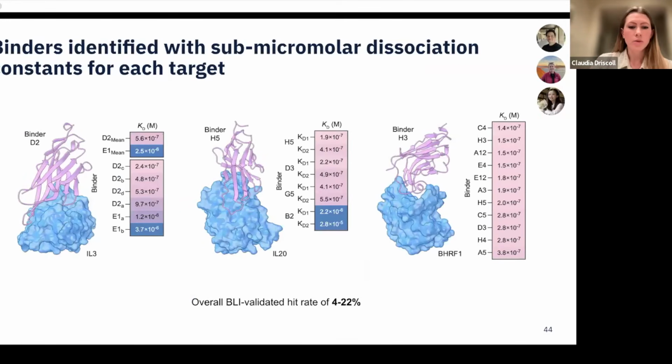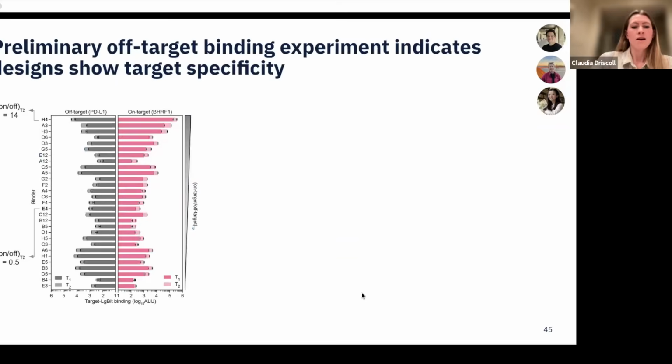Yeah, so we repeated this for the 3 other targets, and we were able to extract at least one binder with appreciable affinity for each target. Everyone loves to quantify hit rate, so with an overall hit rate of 4 to 22%.